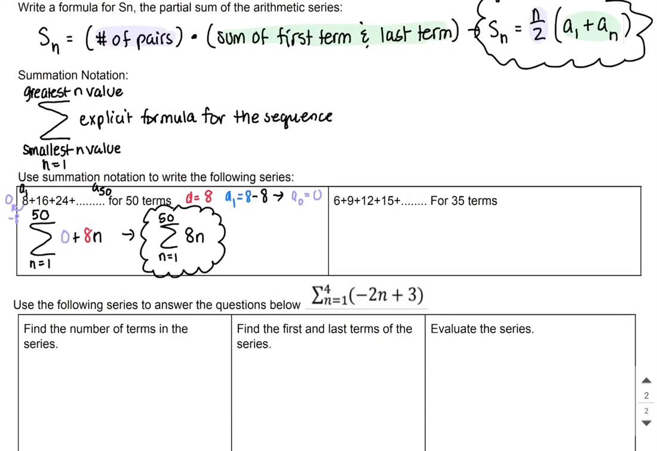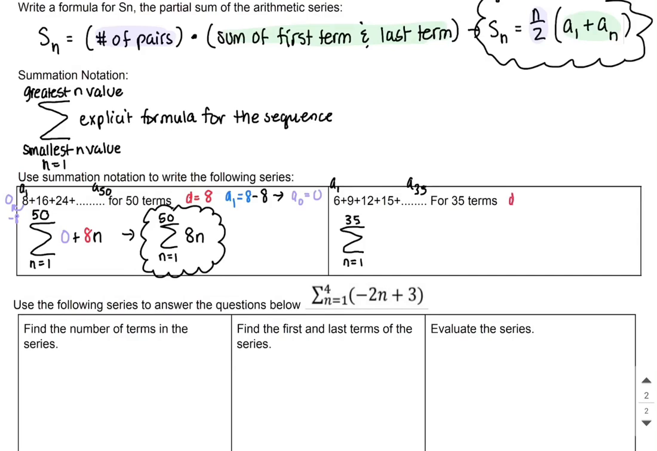So I have 6 plus 9 plus 12 plus 15 for 35 terms. So I'm going from a sub 1 to a sub 35, even though a sub 35 is not listed there. First thing I need is, what am I starting with? I'm starting with position 1, so n is equal to 1. I'm going to position 35. And I know the explicit formula.